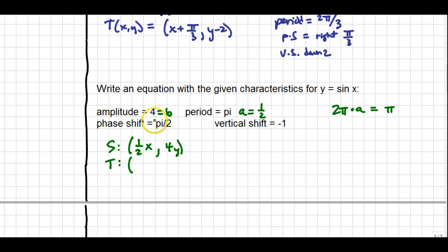The phase shift doesn't indicate a negative, so that must mean it's positive, or they would have said something about to the right or to the left. Since they don't, we can assume that it's a positive number. So we're just going to say x plus pi over 2. And then the vertical shift is negative, so indeed we would say y minus 1.